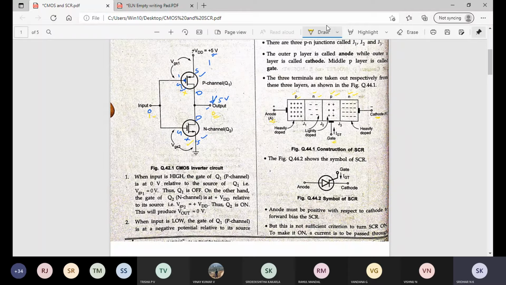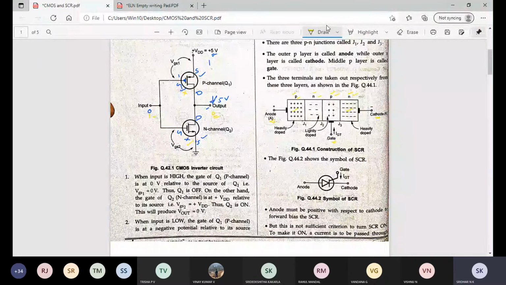If you look at the doping concentration, the last 2 layers are heavily doped. That is, the first P region and the last N region are heavily doped, whereas the middle regions, that is the middle N and P regions, are lightly doped.